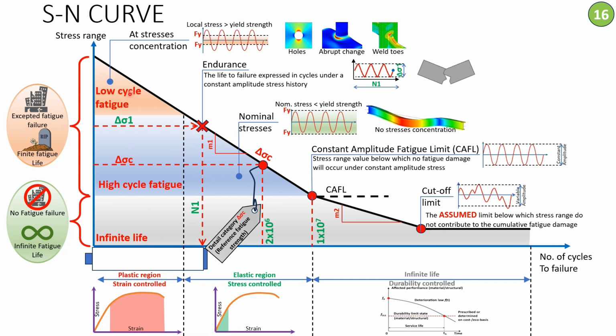In the plastic region, we said before that the stresses exceed the yield, so there is no point talking about stresses. That's why it is strain controlled. The second zone is the elastic region, where the stresses are within the elastic zone and less than the yield strength, and this zone is stress controlled. In the third zone, the number of cycles that the structure can take is infinite and there is no potential for a fatigue failure. This is called infinite life, and the failure is likely to be controlled by a durability limit state.